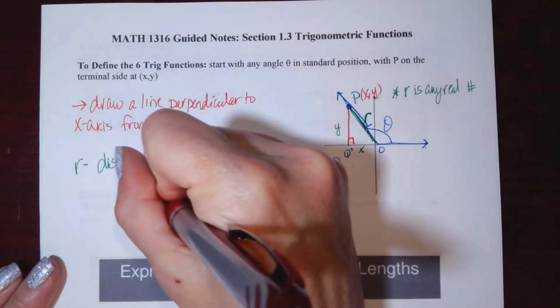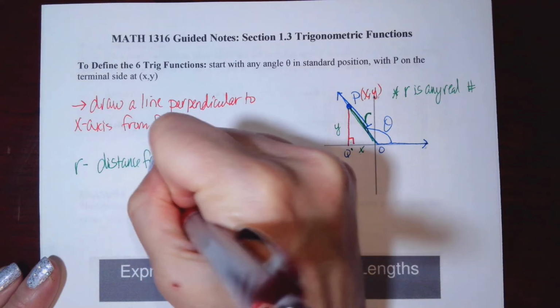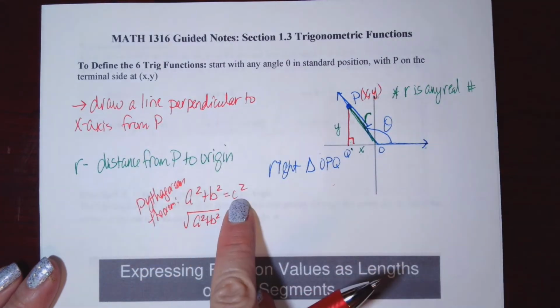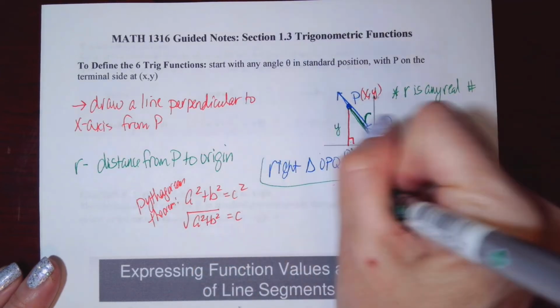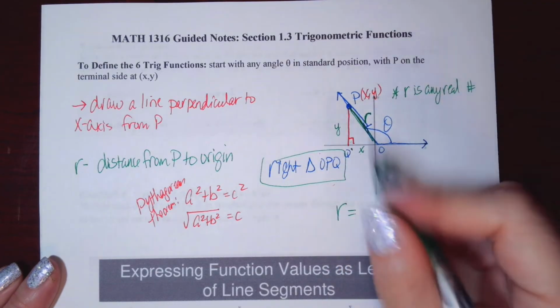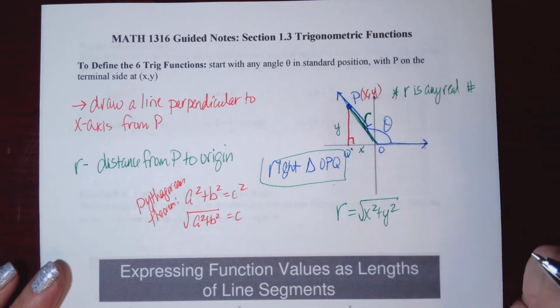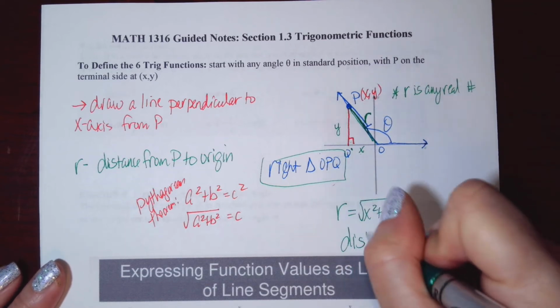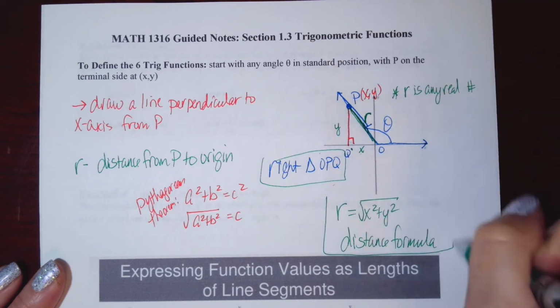So my Pythagorean theorem tells me that a squared plus b squared equals c squared, where c is the length of the hypotenuse, so I can solve for c. Putting this in terms of our right triangle, we have that r, the length of my hypotenuse, is the square root of the sum of the squares of the two legs. This is my distance formula. It gives me the length of side r.